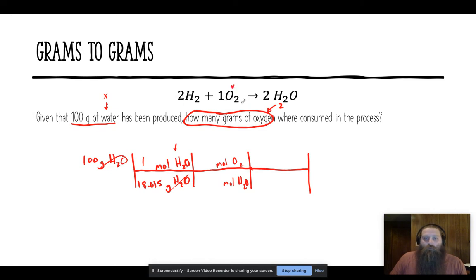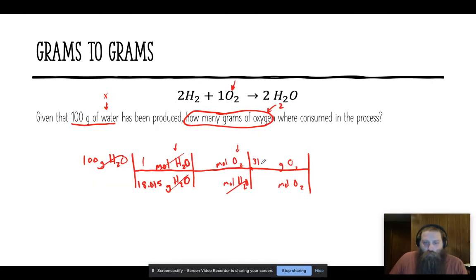O2, right there, oxygen. Remember, oxygen is diatomic. When it's by itself, there's going to be 2 of them. And then, because the question asked me to go grams, so that cancels. Whatever's right here on top has to go on the bottom to cancel out. And we know we can go from moles to grams because that's what the periodic table lets us do.